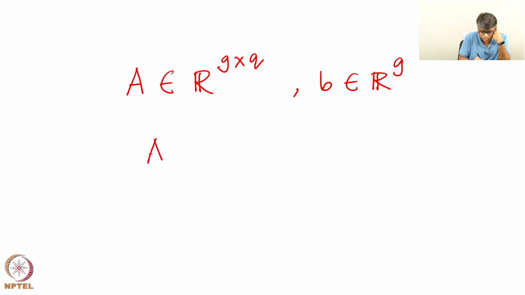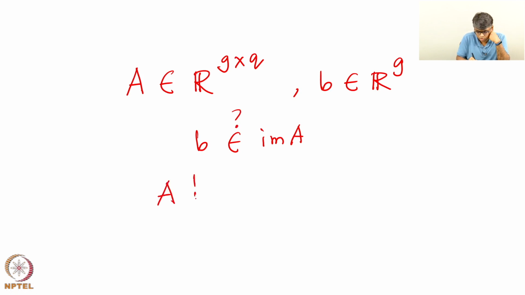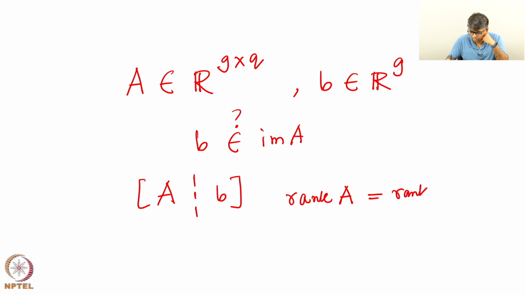Then how do you check whether b belongs to the image of A or not? I'm sure you know the answer. You look at A, you augment A with b, and then you do row operations and bring them into row reduced echelon form, and then you ask whether the rank of A is equal to the rank of the augmented matrix or not, right? That's the condition, isn't it?